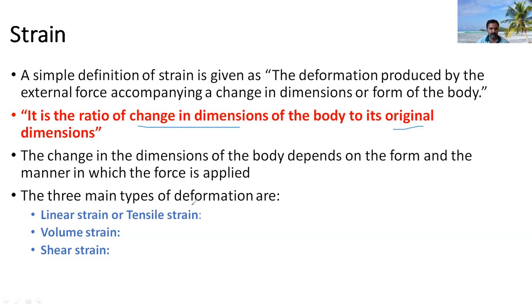So there are three main types of deformation. One is the linear strain or the tensile strain. Then the other is the volume strain. The other is the shear strain. So these are the three kinds of strain produced when you apply external force on the material in a different manner.